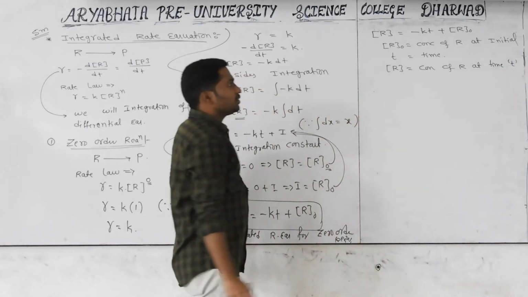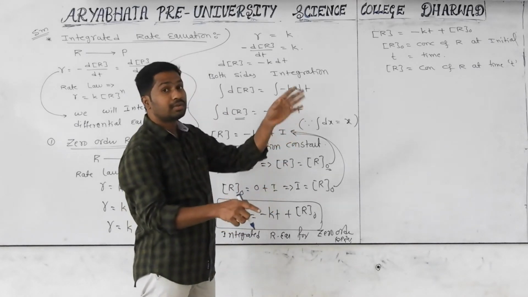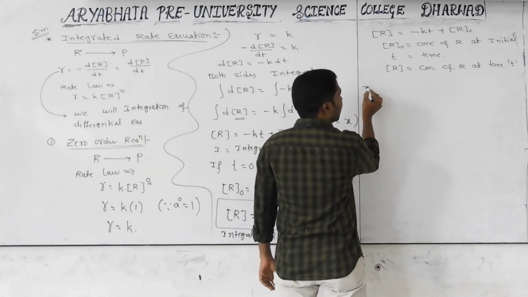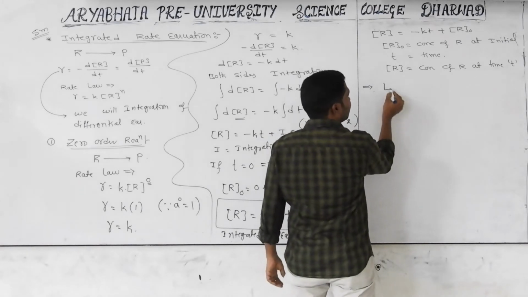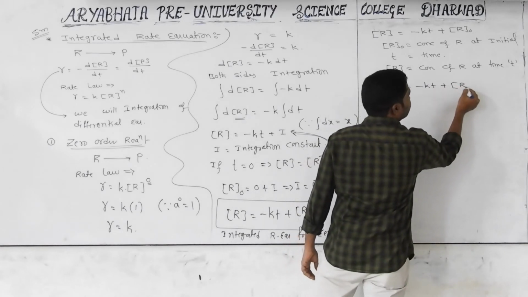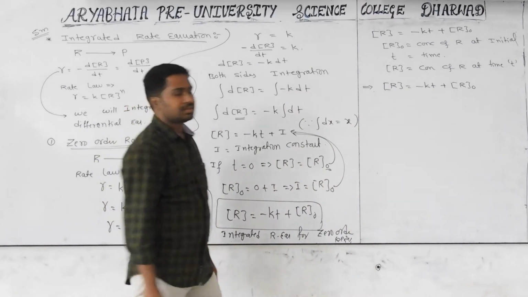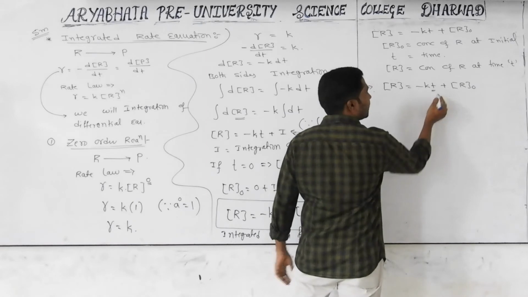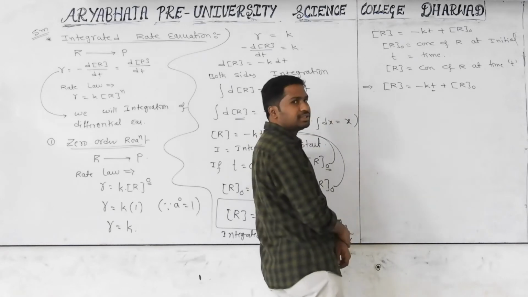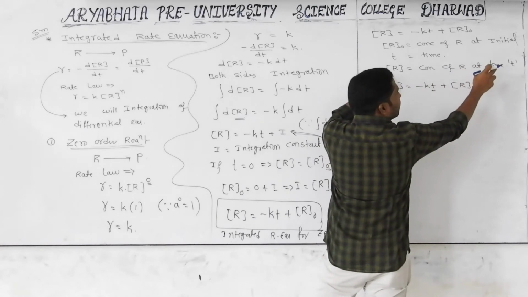So R0 is the initial concentration of the reactant, t means time, and R means the concentration of the reactant after time t. So this is the integrated rate equation. Once again, I am explaining some important information, you see carefully. Concentration of the reactant is equal to minus kt plus R0. In this equation, what are the variable terms? Time. If time is changing, after starting the reaction, after 1 minute, 2 minutes, 3 minutes, what else is changing in this equation? The concentration of the reactant at time t.